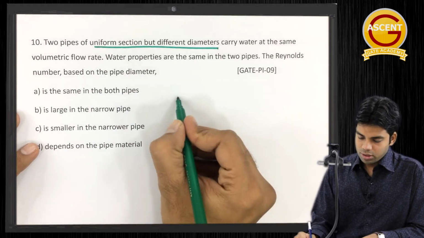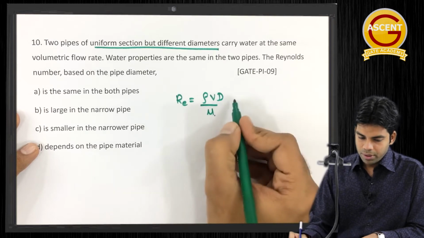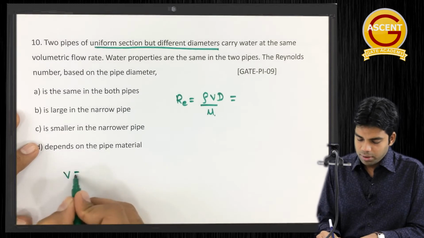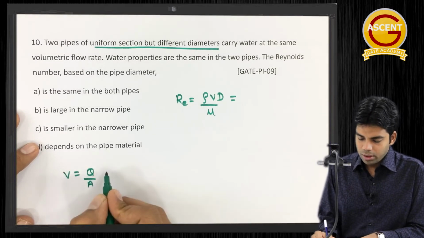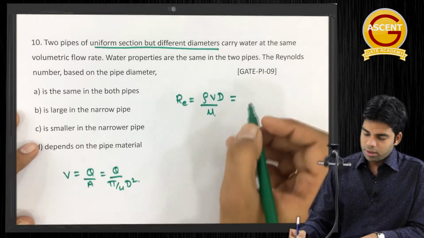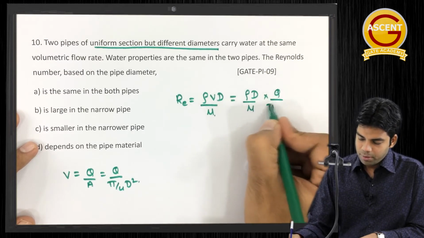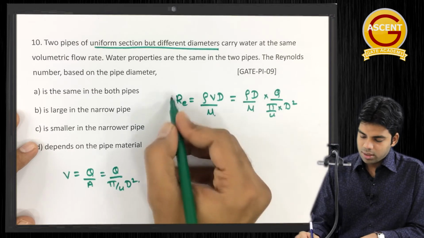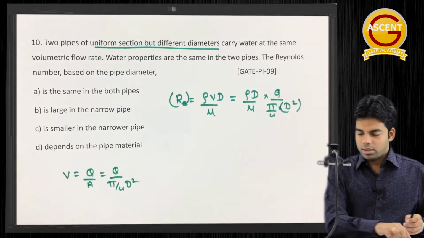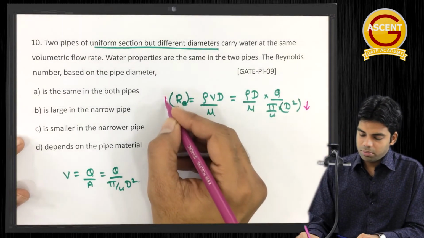Okay, so we know Reynolds number is equal to rho V D by mu. Now this can further be written as, this V can be written as Q by A, and this A can be written as pi by 4 into D square. So just put the value. This will be rho D by mu into Q by pi by 4 into D square. That means this Reynolds number is inversely proportional to D square. Getting this? That means if diameter is less, this Reynolds number will be more.